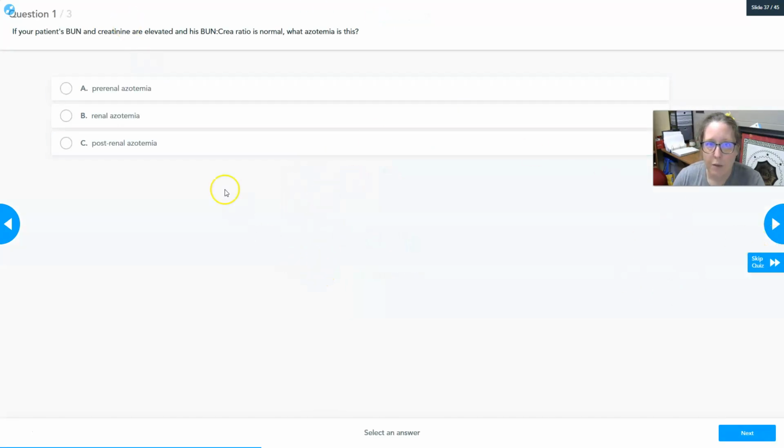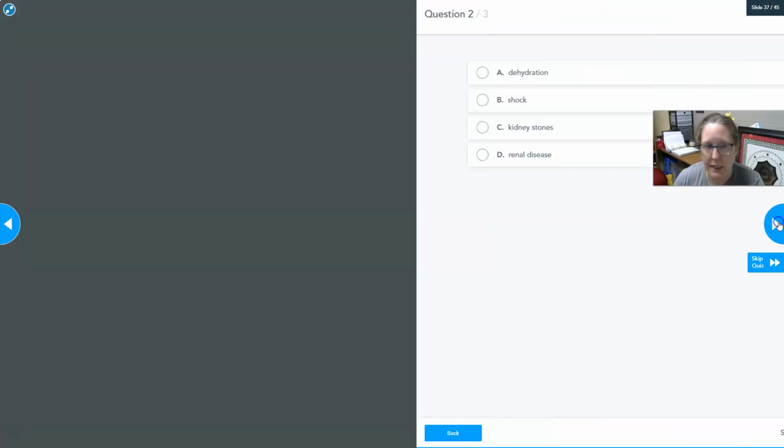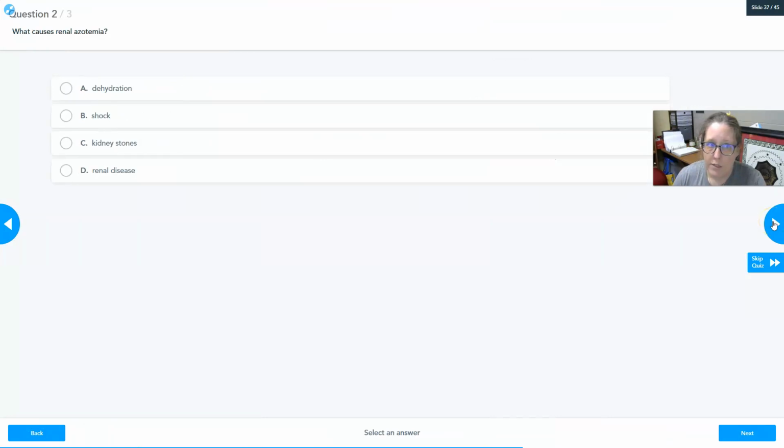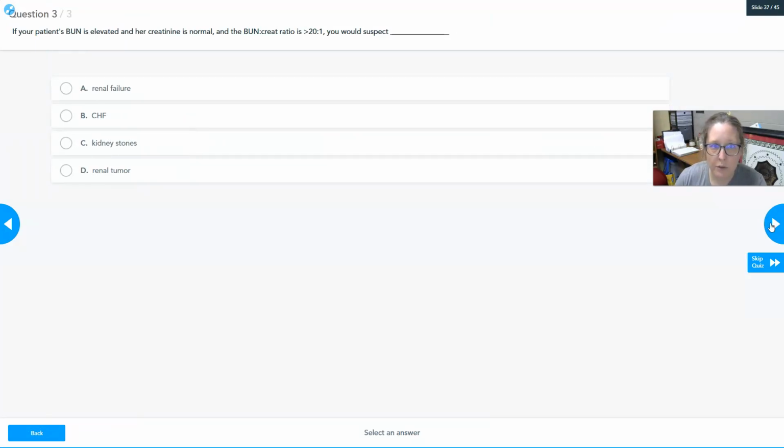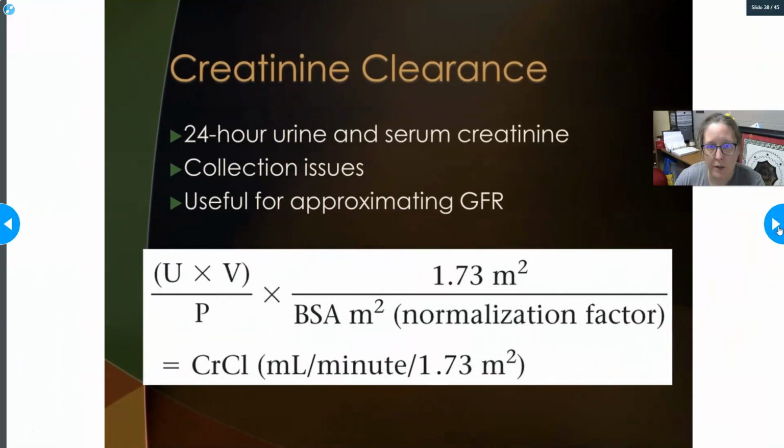So I'm going to just run through these questions for you to think about. If your patient's BUN and creatinine are elevated and the BUN creatinine ratio is normal, which one of these would it be? What causes renal azotemia of these? Which one would be the most likely cause of renal azotemia? If your patient's BUN is elevated and the creatinine is normal and the BUN to creatinine ratio is greater than 20 to 1, which of these would you suspect? So give it a thought and see if you can get it right.